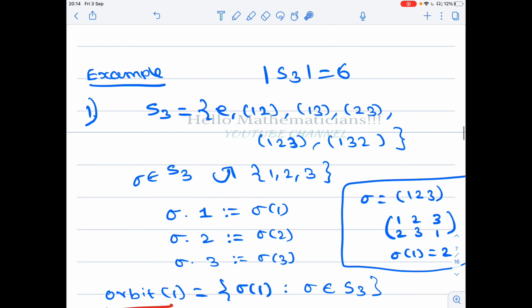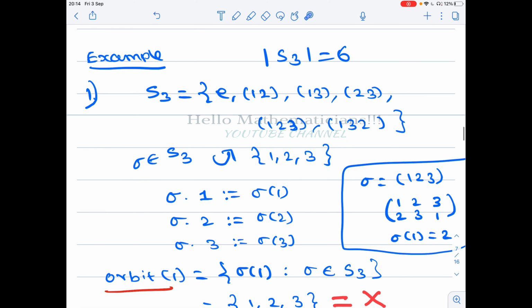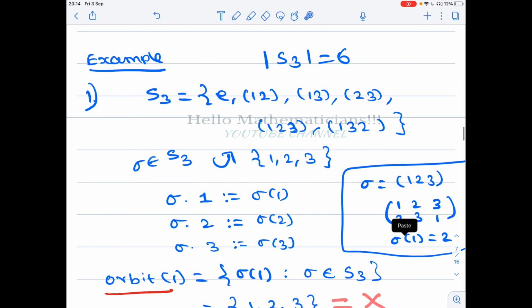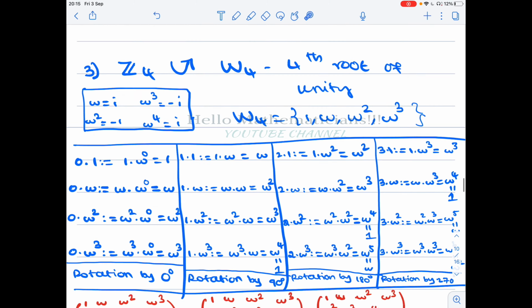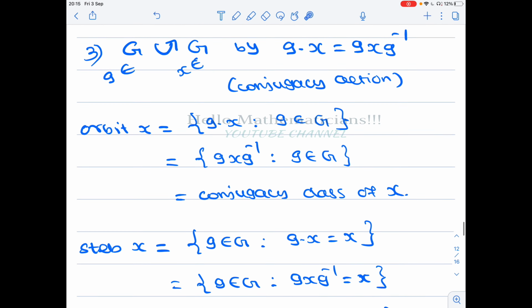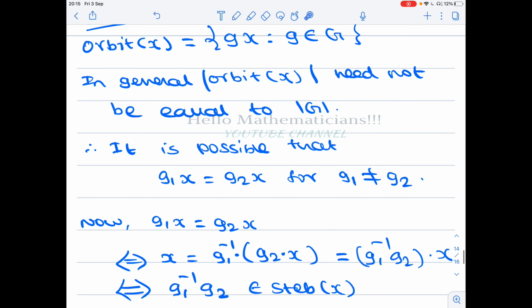But if you remember in our first example, here orbit is actually equal to X, because here S3 acts on this set X, and this is my group G. So sometimes the orbit can be equal to the set X, and sometimes the orbit will be a proper subset. So we want to understand when two elements of the orbit will be equal.